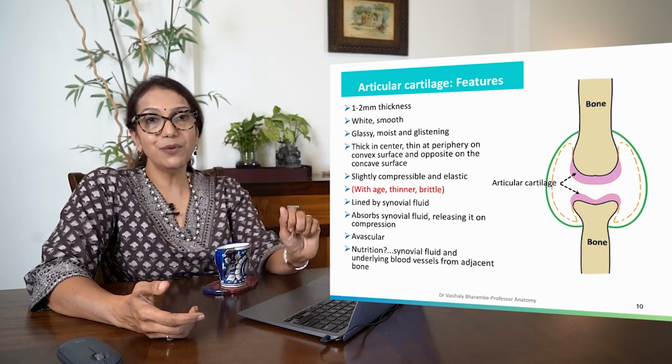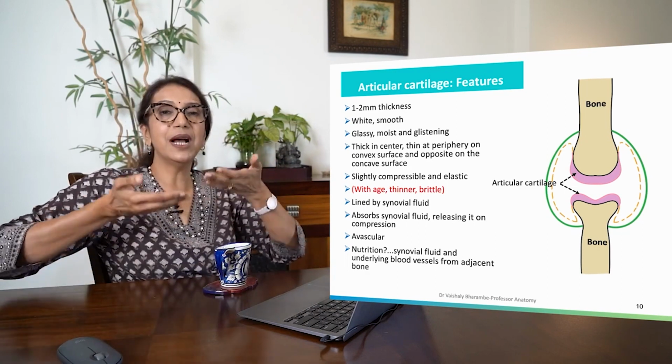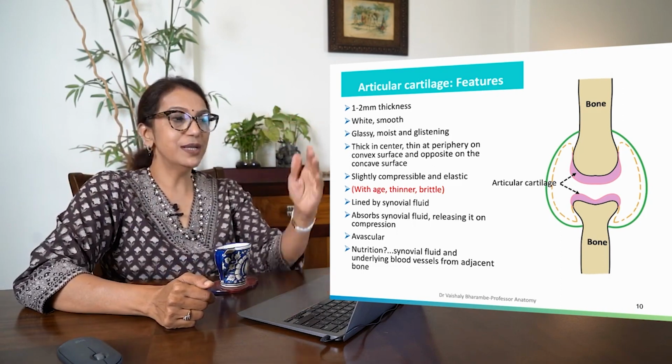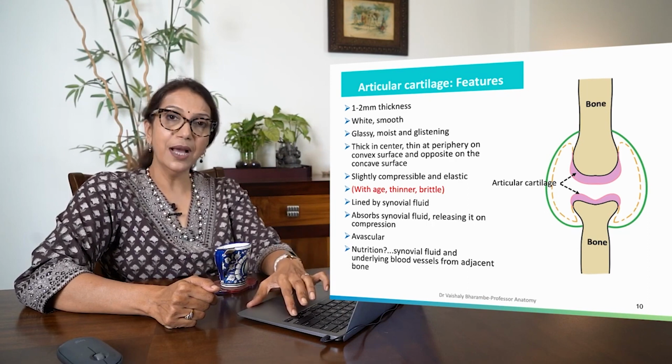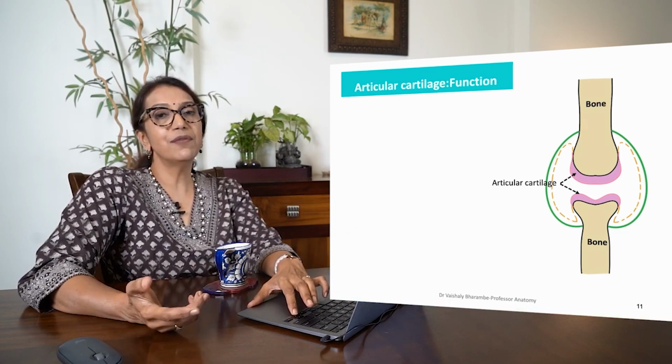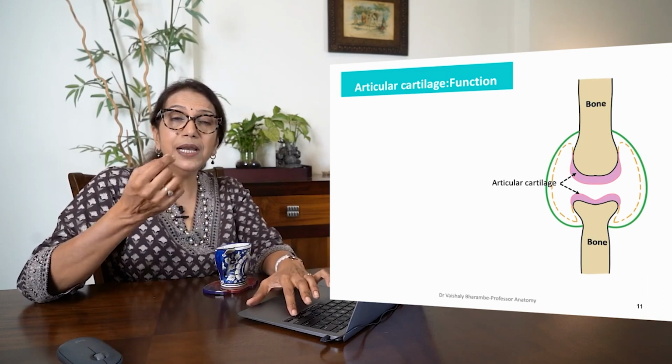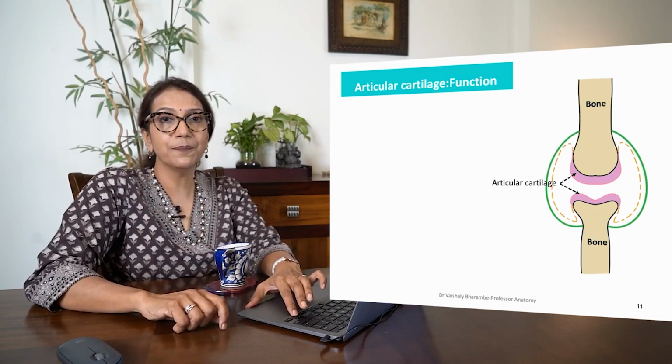From that synovial fluid that it is absorbing and from the underlying bone by process of osmosis, okay? So these are all features of articular cartilage. What functions does it perform? Why are we talking about it? It's a brilliant idea, okay?